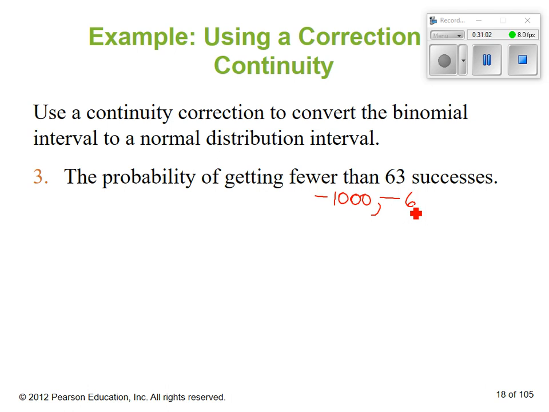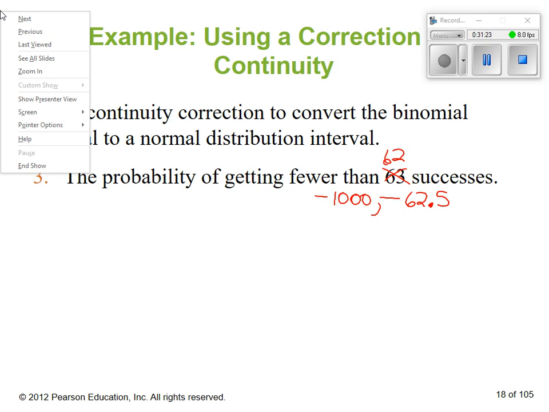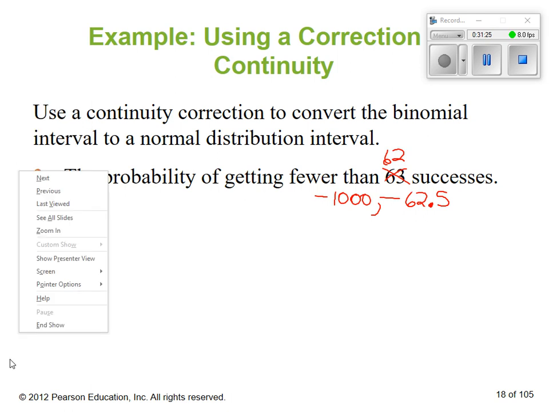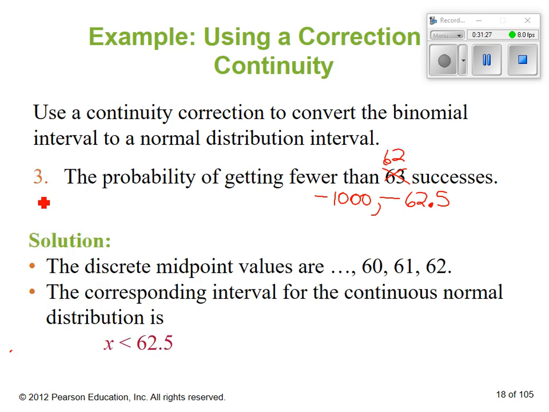No. So this time it's a little different. So would it be 62.5? So on the upper limit this time, we actually had to do what instead of add? Subtract off. Because we're really only wanting to go up to 62, because we don't want to include 63. So we went to 62, but then we got to add on that 0.5 there. So you've got to be careful when you read it. Sometimes it makes it a little more difficult.